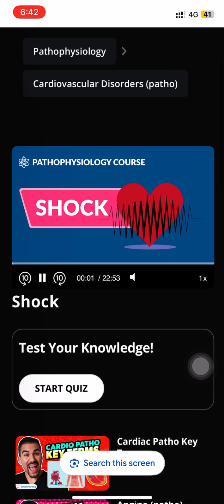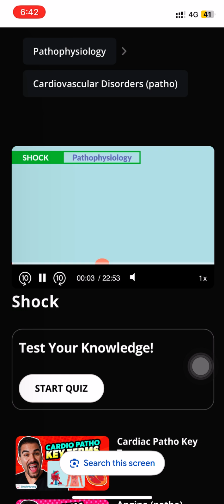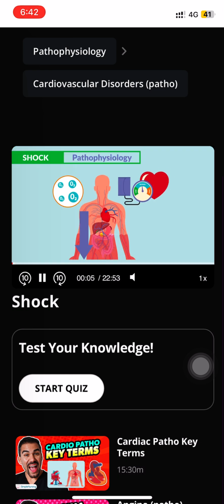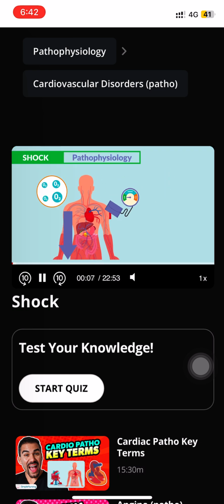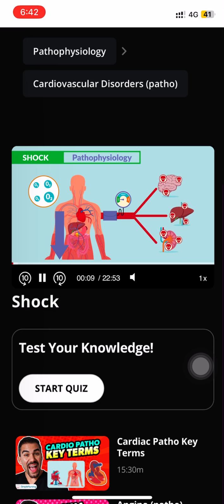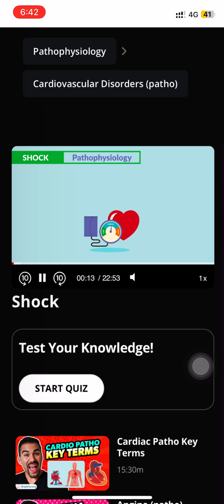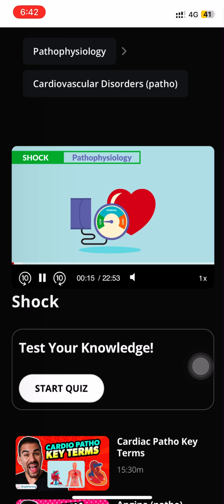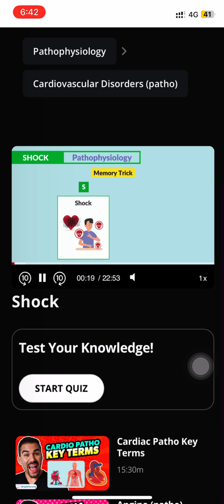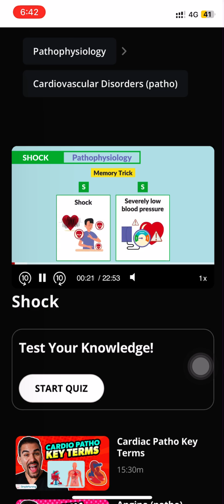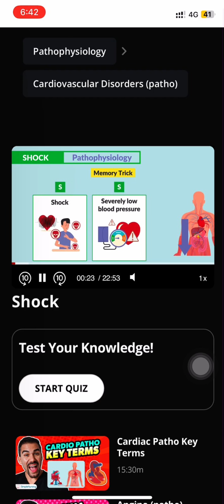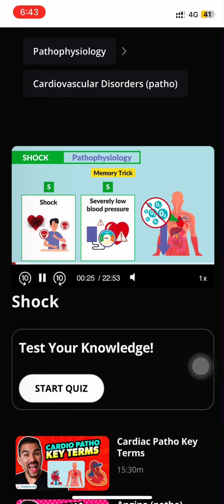Now let's review shock. Shock is a critical condition where the body has decreased tissue perfusion, eventually leading to organ failure and death. The classic sign to know for your exams and the NCLEX is low blood pressure. So the memory trick, just think of the double S's. S for shock, we see severely low blood pressure. And so oxygen can't get to the organs, leading to organ failure and death.